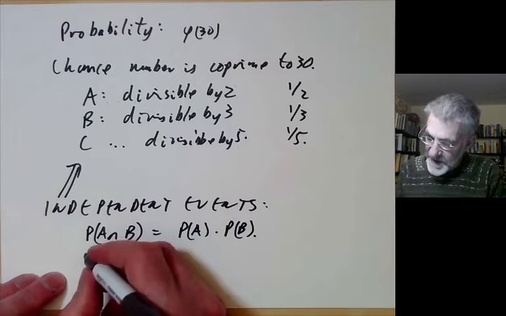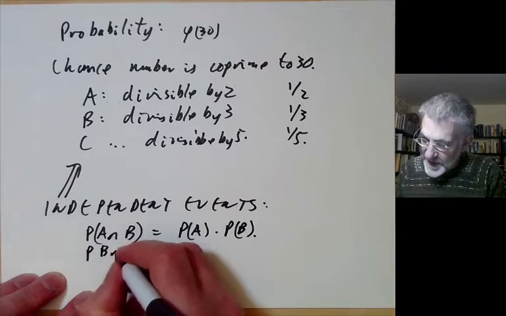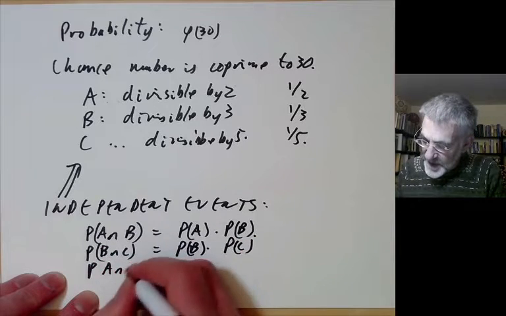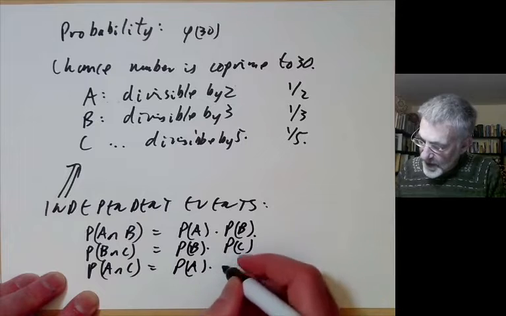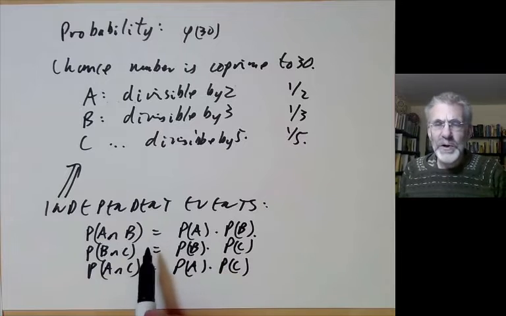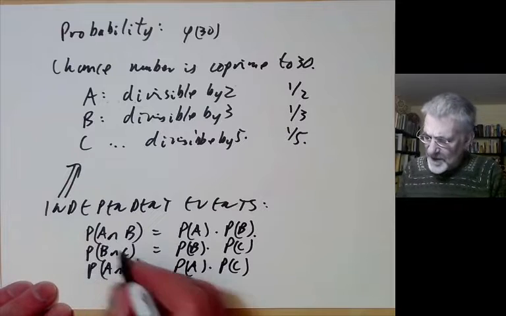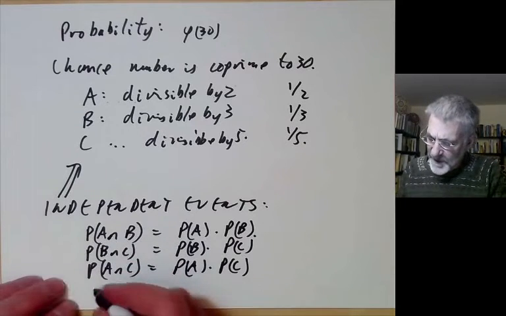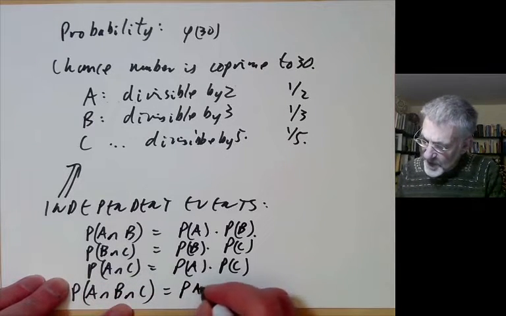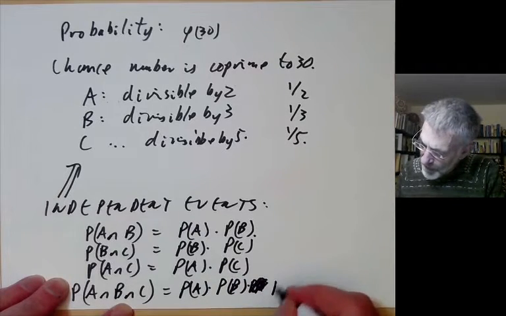So if we've got three events and we want any two of them to be independent, P of B and C would have to be P of B times P of C, and P of A and C would be P of A times P of C. You've got to be a bit careful here, because that means any two of the events are independent, but it's possible that the three of them are correlated. I'll give an example of this a bit later. So we also need to add the condition that the probability that all three events occur is the probability of A times the probability of B times the probability of C.